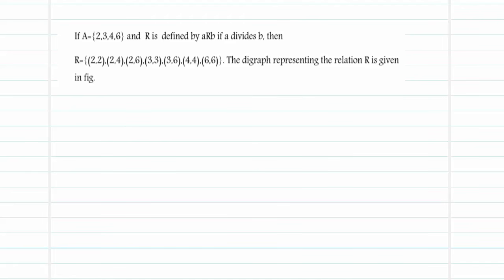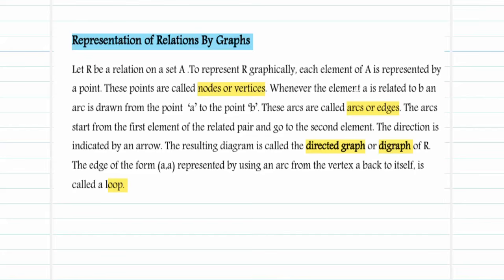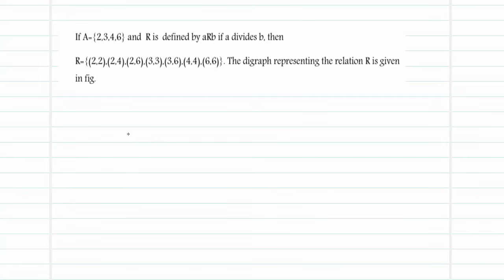Example 1. Let A be the set {2, 3, 4, 6}. What we need to do first is represent the elements of A by points. So we keep points for 2, 3, 4, 6. Next, we define the relation R. How is the relation R defined? A is related to B if A divides B.